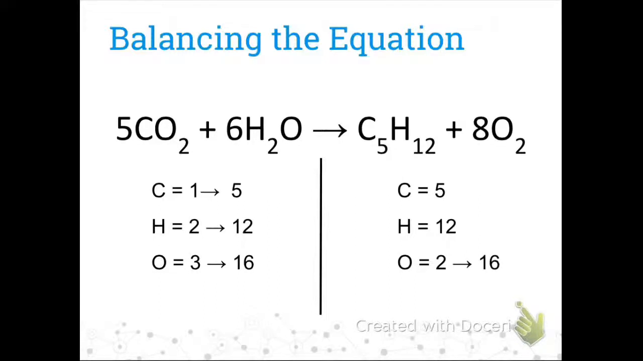In order to do so, we must add a coefficient of 5 in front of CO2. This will then change the amount of carbon molecules to 5 and the amount of oxygen molecules to 11, since there is another oxygen molecule after the plus sign. Next, we must add a coefficient of 6 in front of H2O. The amount of hydrogen molecules becomes 12 and the amount of oxygen molecules becomes 16. Finally, we will add a coefficient of 8 in front of the oxygen on the product side. Now, the left side has the same amount of molecules as the right side, and the equation is now balanced.